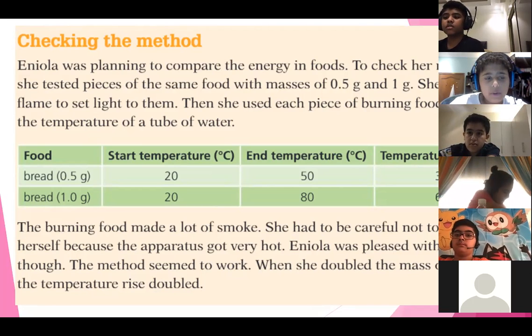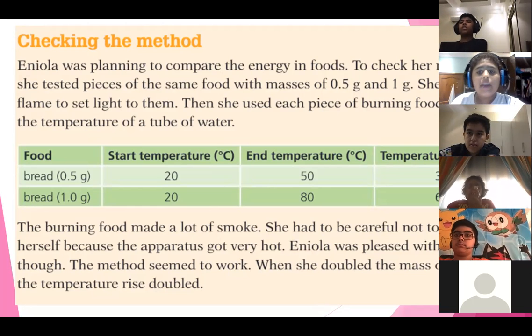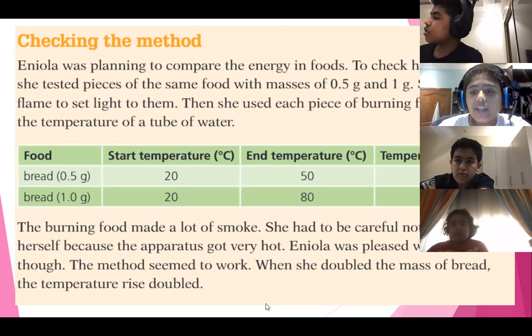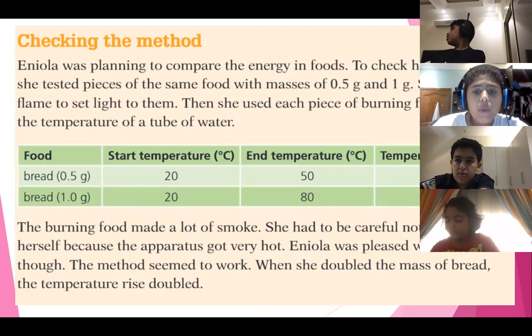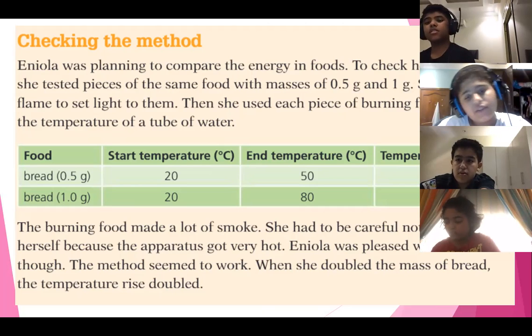The burning food made a lot of smoke. She had to be careful not to burn herself because the apparatus got very hot. Inona was pleased with her results, though. The method seemed to work. When she doubled the mass of the bread, the temperature rise doubled.